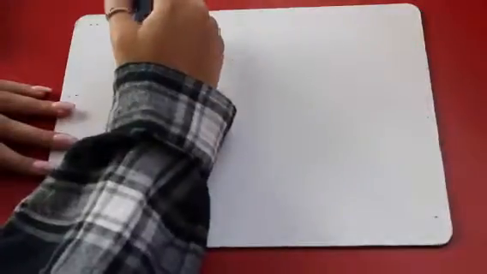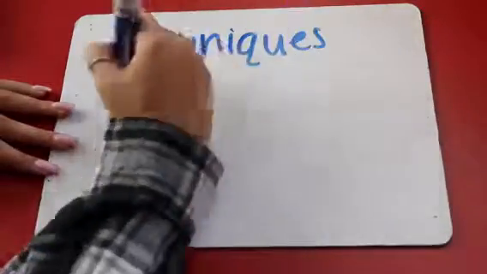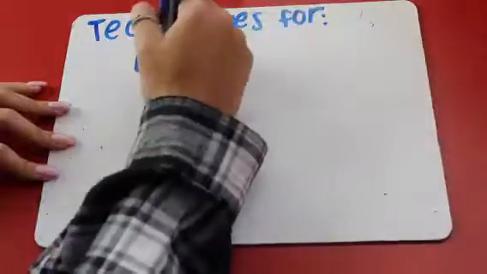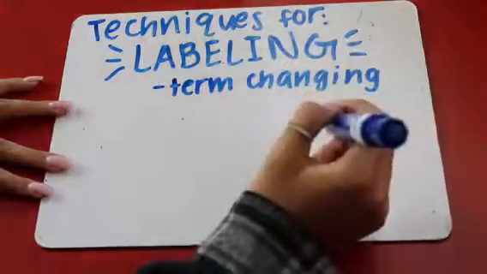He then gives specific techniques for labeling and framing. These techniques make it easier to gain leverage in an argument and direct the argument to be more beneficial for your own terms. Let's take a look at these techniques. Heinrich's techniques for labeling include term changing.